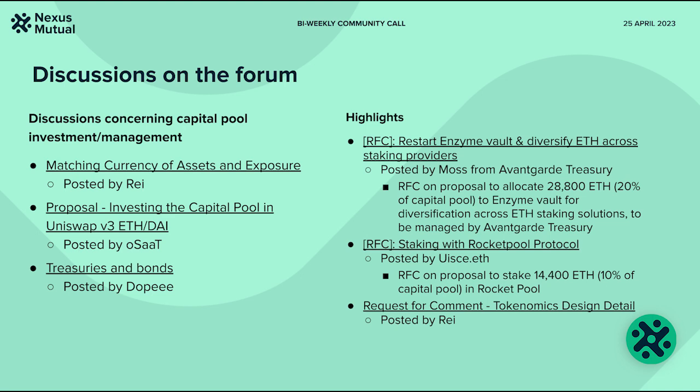where they're asking if members would like to use the capital that's currently in the Enzyme vault, which is a little over 13,200 WETH, to further diversify across ETH staking solutions, which would be managed by Avant-Garde Treasury. In their proposal, they're talking about ramping up AUM over time to 20% of the capital pool, or 28,800 ETH. So this has gone through discussion here for the last couple of weeks.